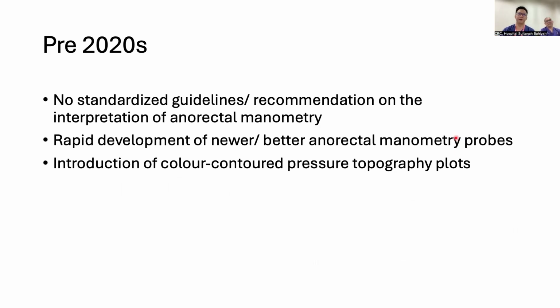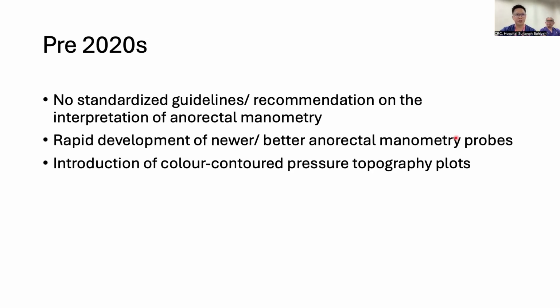Many reasons why this happened. It could be because technology has made it so much better that the anorectal manometry was able to improve, the sensors were getting better over time. Or it could also be that there were so many new technologies that came into play in the introduction of manometry in the interpretation, like color-contoured pressure topography plots.